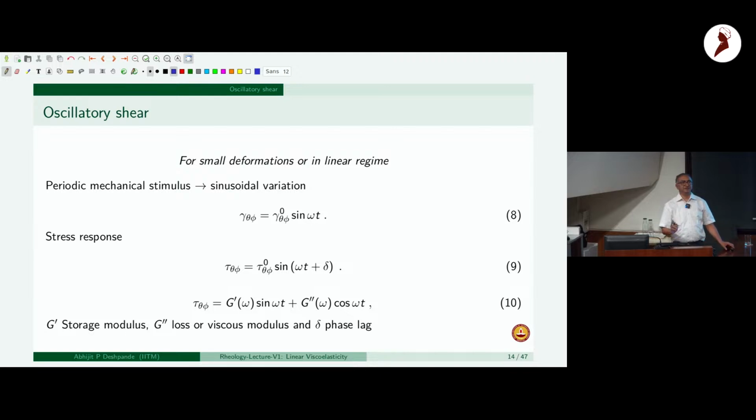Any questions so far? So now we will look at, yeah. No, so that superposition comes from linear response, yes. For any model, as long as it is linear response, the superposition is fine, yeah.